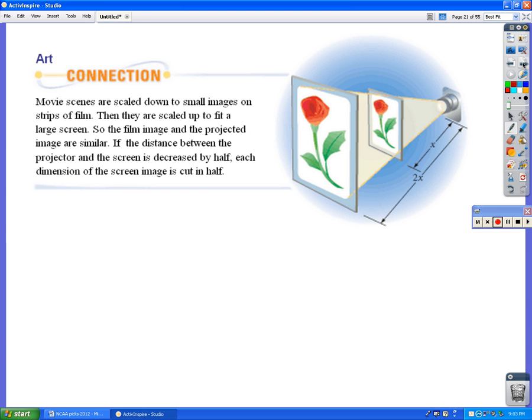Similarity comes up in movies. It says movie scenes are scaled down to small images on strips of film. Then they're scaled up to fit a large screen. So the film image and the projected image are considered similar. And as it turns out, not surprisingly, if the distance between the projector and the screen is decreased by half, each dimension of the screen image is also cut by half. So this dimension right here would be twice as big as that one there, and this dimension right here would be twice as big as that dimension there. Pretty nifty stuff.